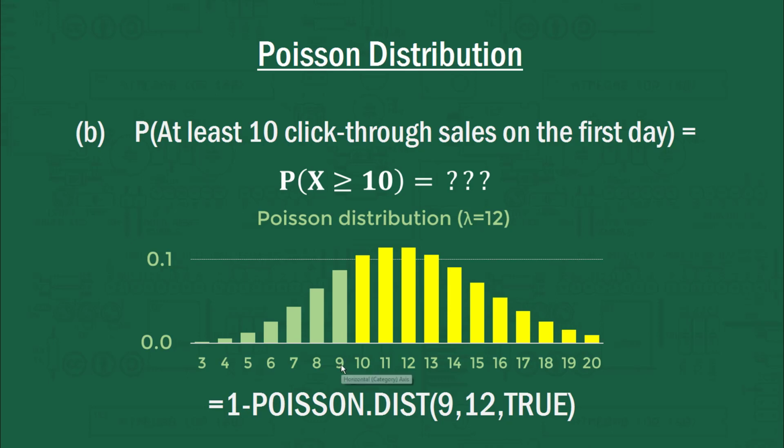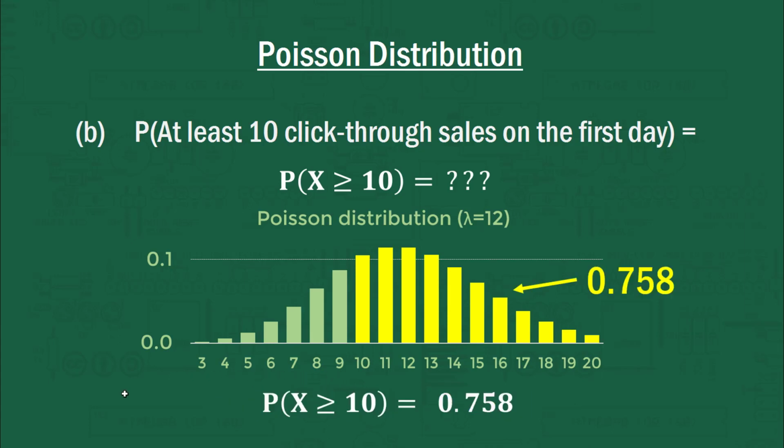which is 9 and below. So you have to use your brain a little bit with some of this stuff. Knowing that it said at least 10 click-through sales, we know we were after 10 and above, which is 1 minus the probability of 9 and below. But putting in the appropriate formula here, we can get 0.758. And hopefully you got that exact answer.